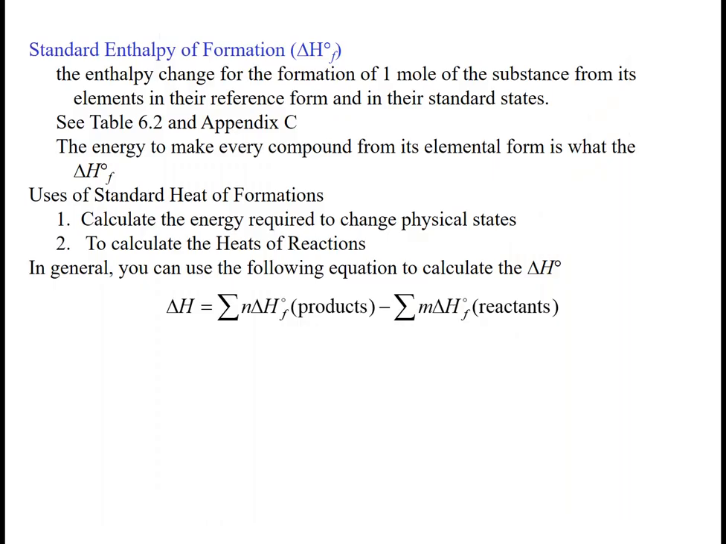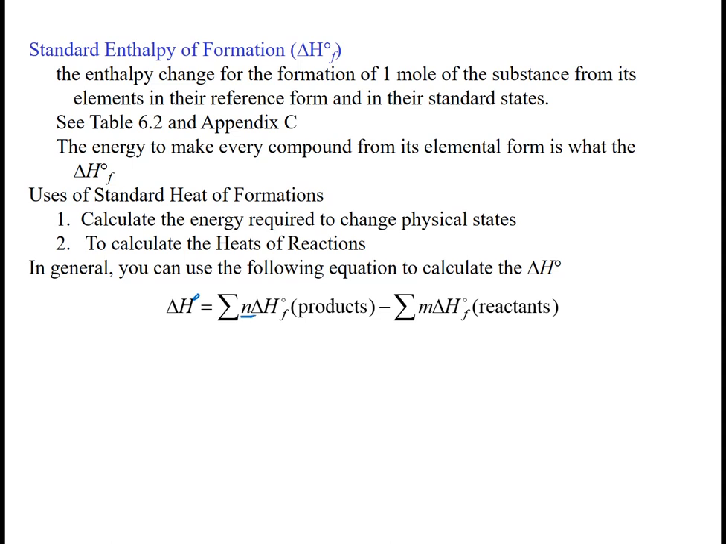And like I said, there's Appendix C in the back of the book that has about 4 or 5 pages of this. Okay. So we're going to use standard heat of formation. It's going to be given to you to calculate the energy required to change physical states or to calculate the heat of reactions. And we introduced this earlier, and this should have a little knot there for standard state: it's the heat for the products minus the heat for the reactants.